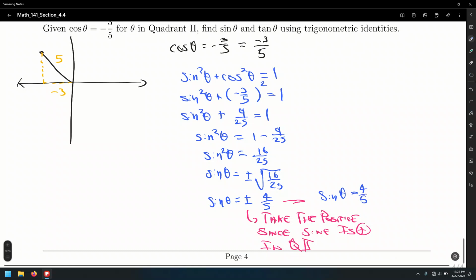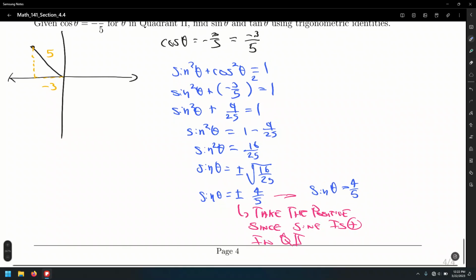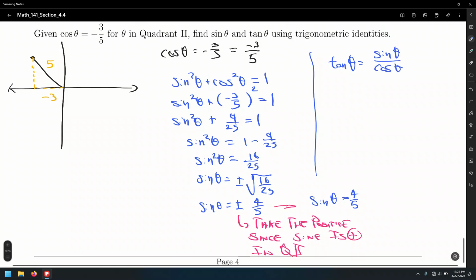And I think we have all the information to get the tangent function, because if we use the quotient identities, we know that tangent theta equals sine theta over cosine theta. And we know those two values, that is positive 4/5, which is the value of the sine function, and negative 3/5 for the cosine function. And well, we have a complex fraction. Here we have a fraction being divided by another fraction.